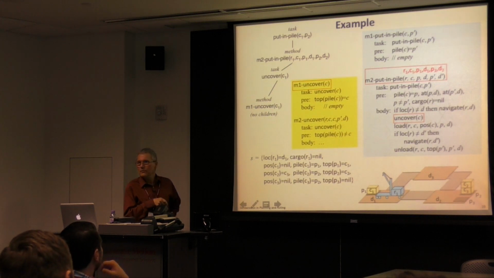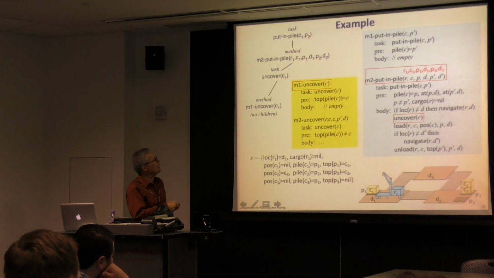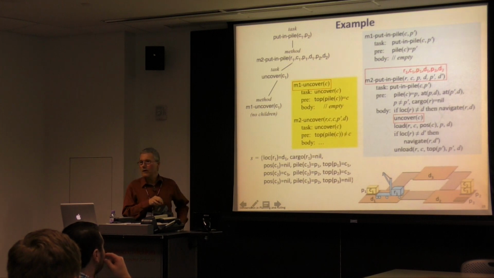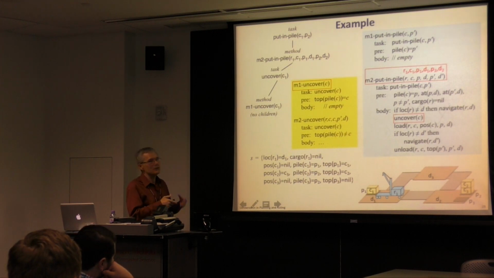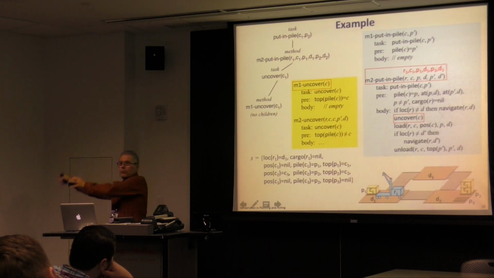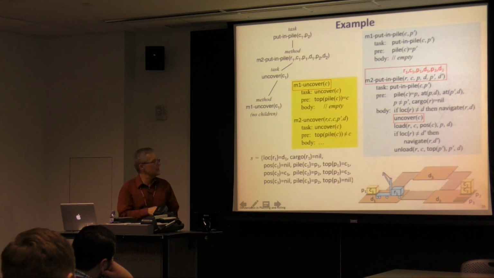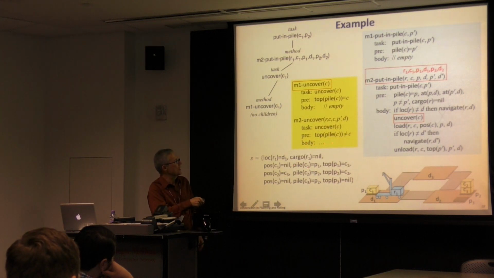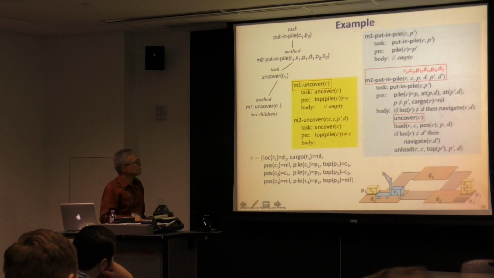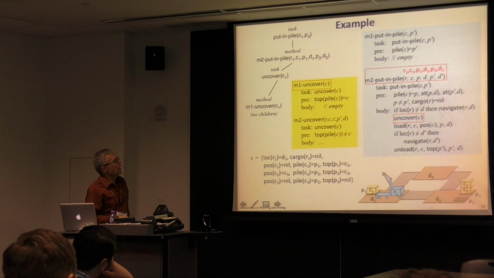Uncover is again the obvious thing. Two methods for it. First is if you're trying to uncover container C and it's already at the top of the pile, there's nothing on top of it, then you don't want to do anything. Okay? Otherwise, you take the top thing off of the pile, put it elsewhere, and then you recursively have another uncover task. So I omitted that, but that's basically what it is. Okay?